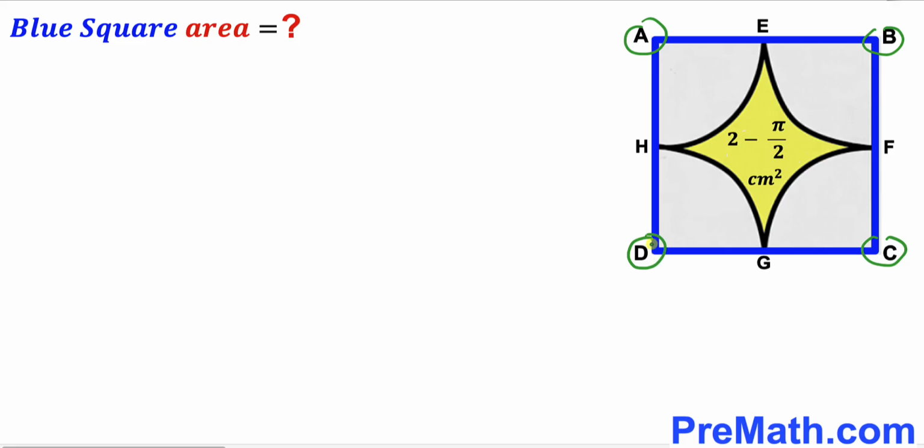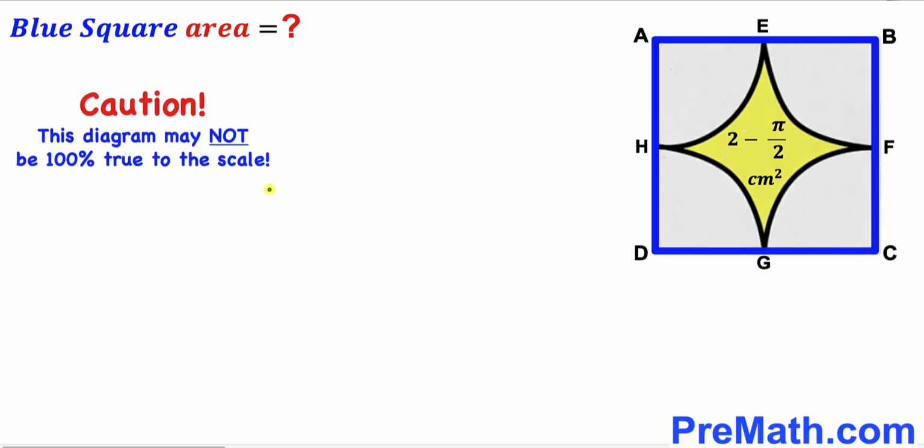In this video, we have got these four identical quarter circles with the centers A, B, C, and D respectively, fully inscribed in a blue square ABCD, as you can see in this given diagram. As a result, we end up with this yellow shaded region. Moreover, the area of this yellow shaded region has been given to us as (2 minus pi divided by 2) centimeter square. Now our task is to calculate the area of this blue square ABCD.